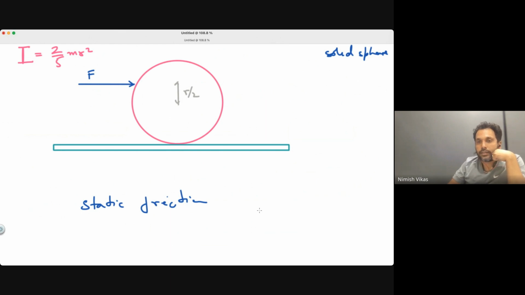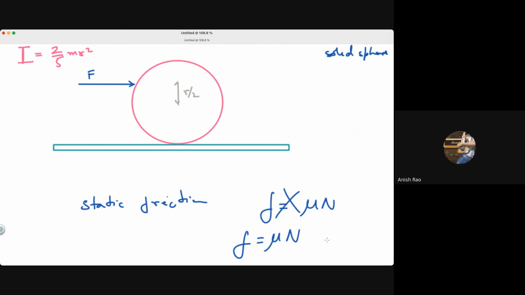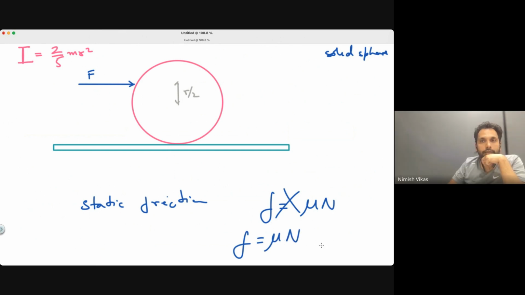Static friction doesn't follow any formula of mu n and all. You cannot apply this formula. When does the formula F is equal to mu n come? Kinetic, when there is a rubbing. Okay. Is that clear? So according to the situation, you will calculate how much is the friction.